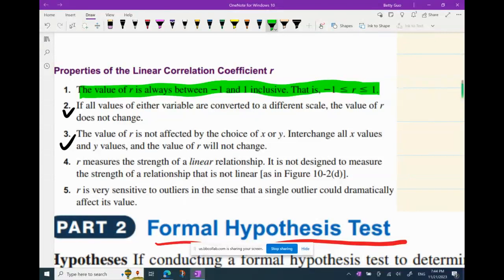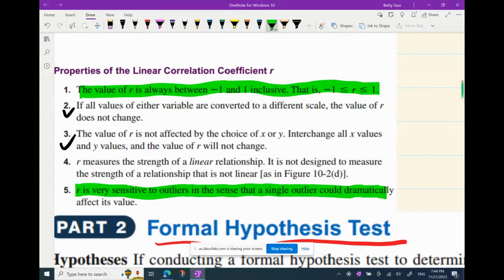Number 4, R measures the strength of a linear relationship. It is not designed to measure the strength of a relationship that is not linear. Number 5, R is very sensitive to outliers, in the sense that a single outlier could dramatically change the value. Later we're going to have a related question to explain this property of R.